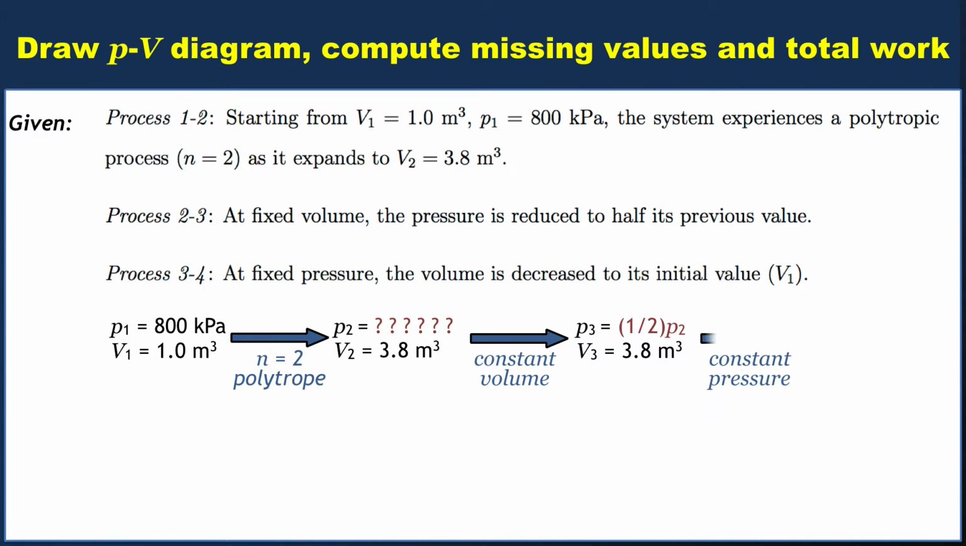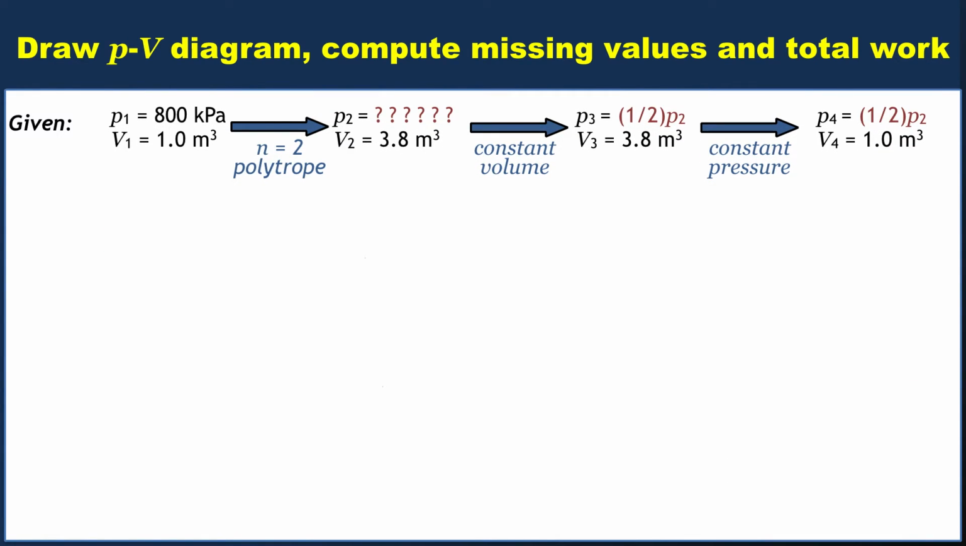For the final step, we have a constant pressure process that gets us to state 4. And since it's constant pressure, we actually do know that P4 must be equal to P3, right? They're both related in the same way to P2. Now, what about V4? Well, we're told that the volume is decreased to its initial value, which was V1. V1 was 1 cubic meter, V4 has to be 1 cubic meter. Now we have the CliffsNotes version of this problem, relatively simplified compared to all that text.